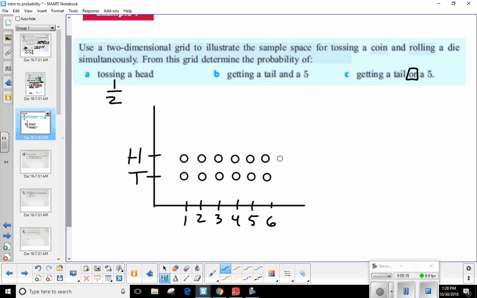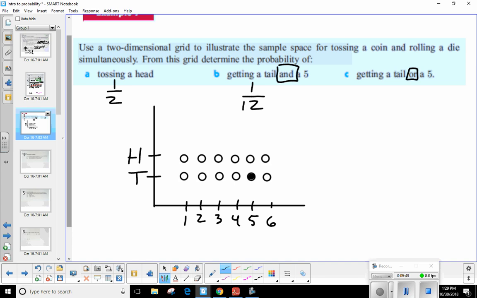Well, let's try this next one here. Getting a tail and a 5. So what's that key word that I was just referring to? And. Remember, that's the intersection. Okay. So what would you guys think? Does anybody think they know it? By show of hands? Okay. Libby, what do you think? 1/12. That's exactly right. There's only one possible way to get a tail and a 5. Any other version is not going to result in that. So 1 out of 12. Good.